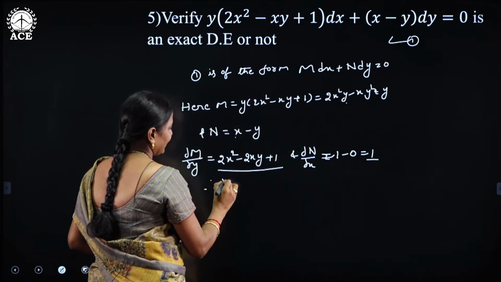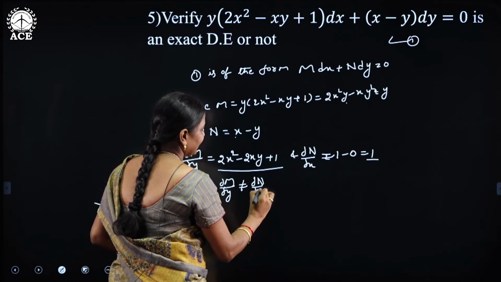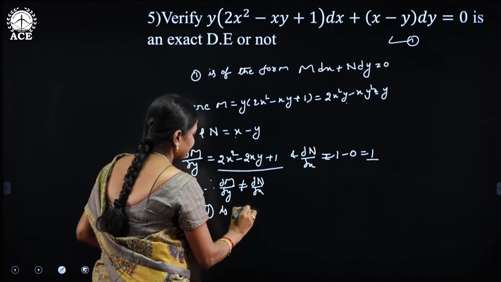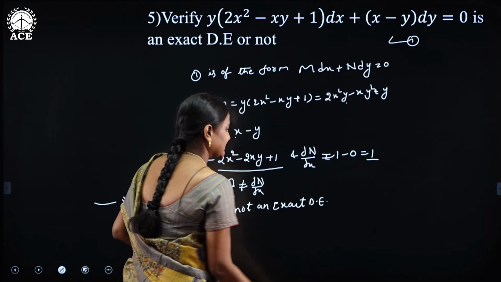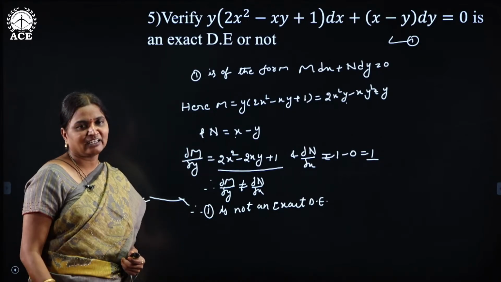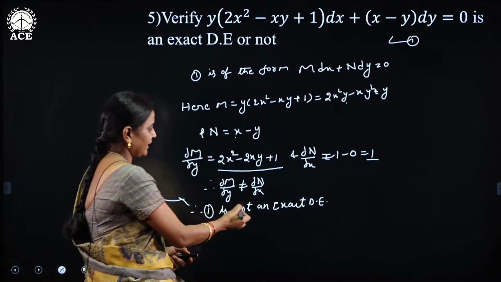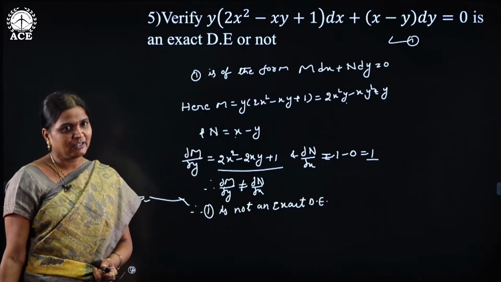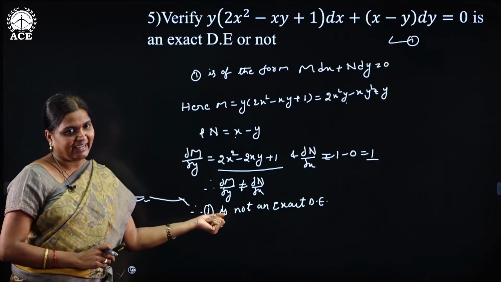So, therefore, how to write? Dou m by dou y is not equal to dou n by dou x. When it is not equal, the given differential equation is not an exact differential equation. When it is not an exact differential equation, apply that formula after changing this non-exact differential equation into exact, and only then write the general solution. Otherwise, just write that it is not an exact differential equation. What is our question? Is it exact or not? So, this is the 2 marks question and short answer question. This is the procedure to check whether the given differential equation is exact or not.